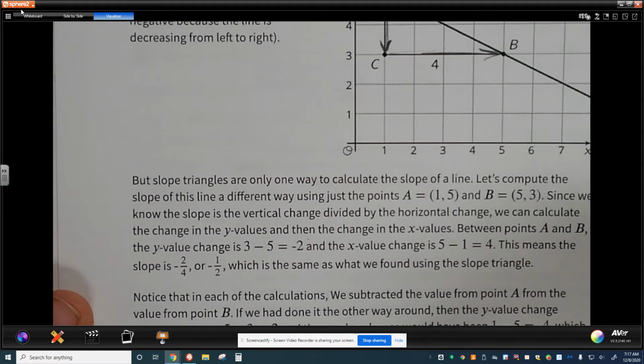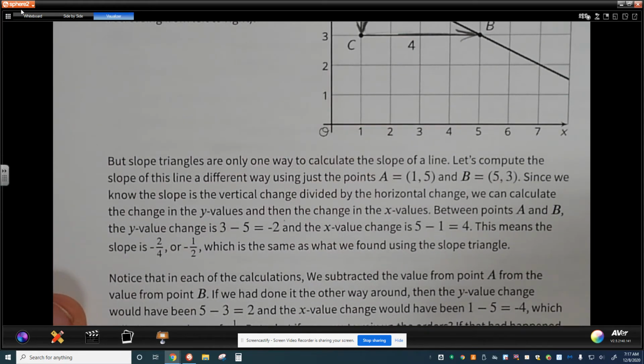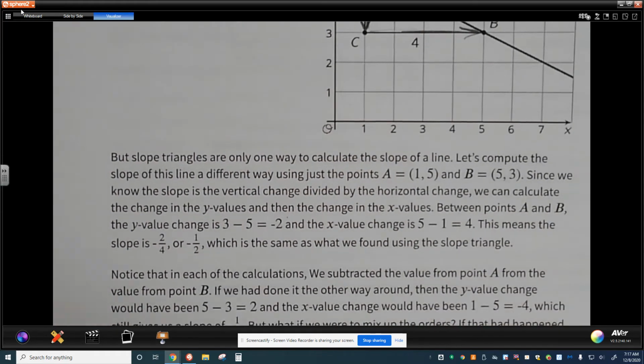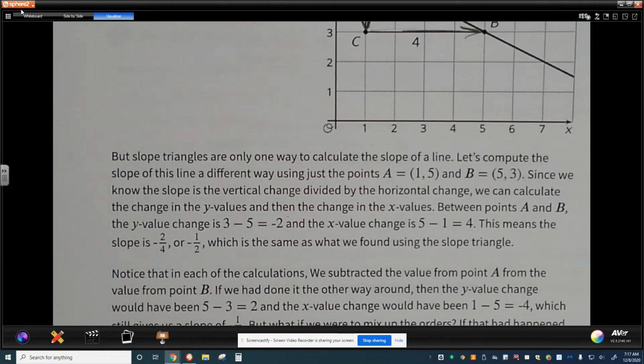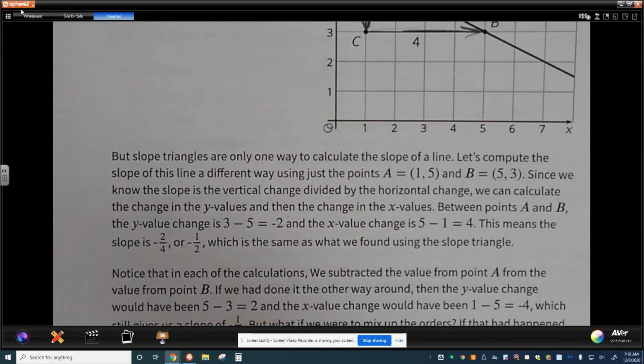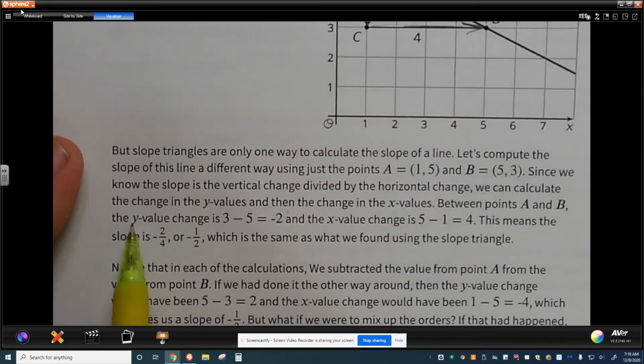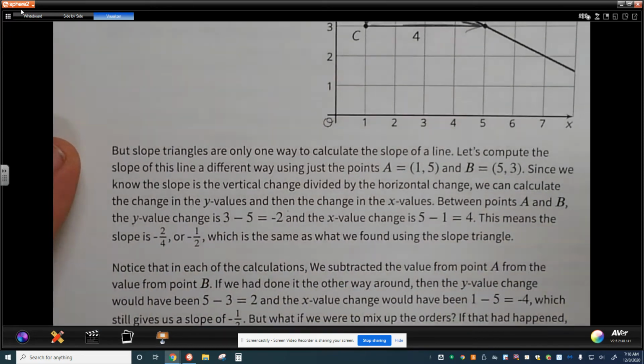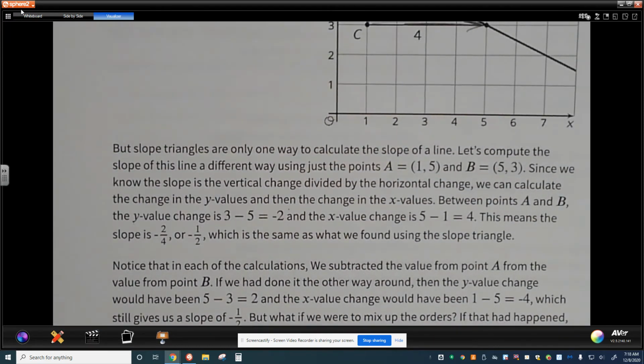But slope triangles are only one way to calculate the slope. If we compute the slope of the line a different way, using the points A (1, 5) and B (5, 3), we can simply find the change in y divided by the change in x. So keep in mind that the y value change is compared to the x value change. This means that the slope is -2/4 or -1/2, which is the same as what we found using the slope triangle.